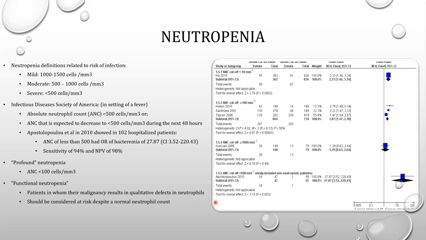They also, including IDSA and a number of other papers, have further definitions of profound neutropenia, which is an ANC less than 100. But they also define functional neutropenia in these patients as well, in which their malignancy actually results in qualitative defects in the neutrophils. And these patients, despite having a normal neutrophil count, should be considered either high risk or, if they do have a fever, should be considered to have febrile neutropenia.